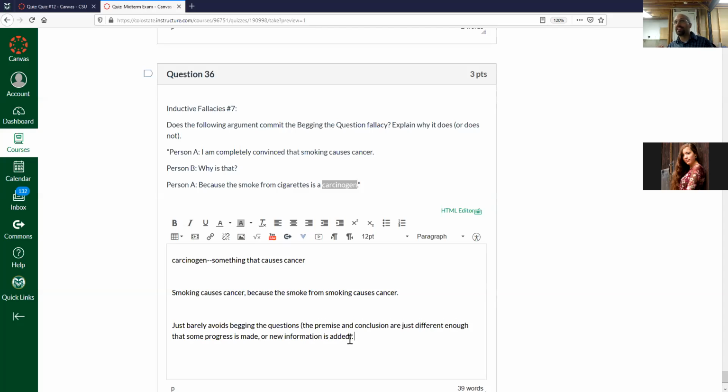We've learned that the specific thing that's dangerous about smoking as the activity is the smoke that activity produces. That is new. That is something a little bit different. So I think we just barely avoid begging the question in this case.